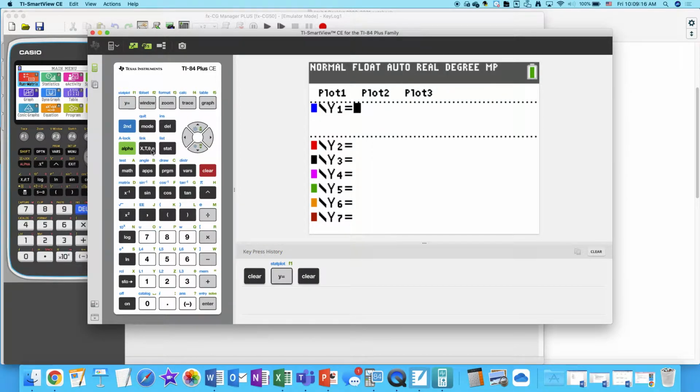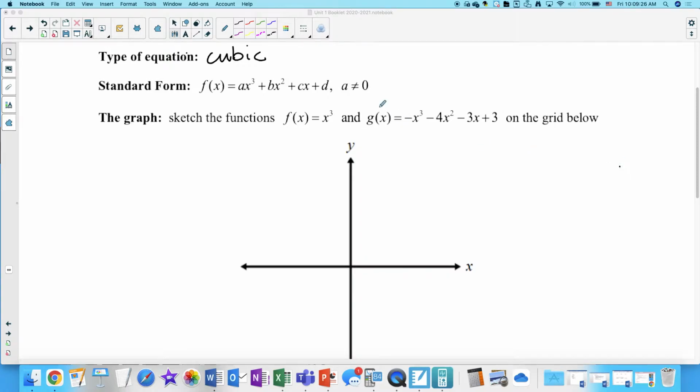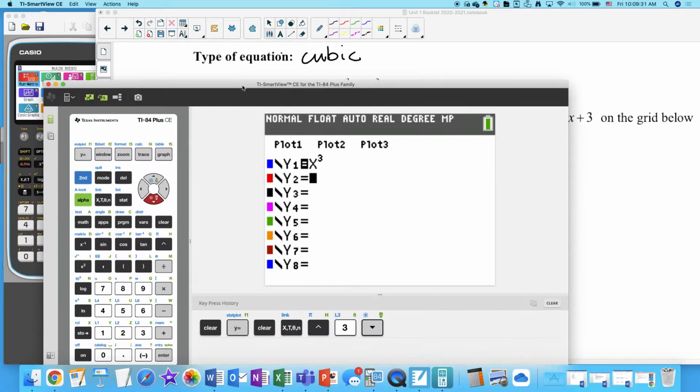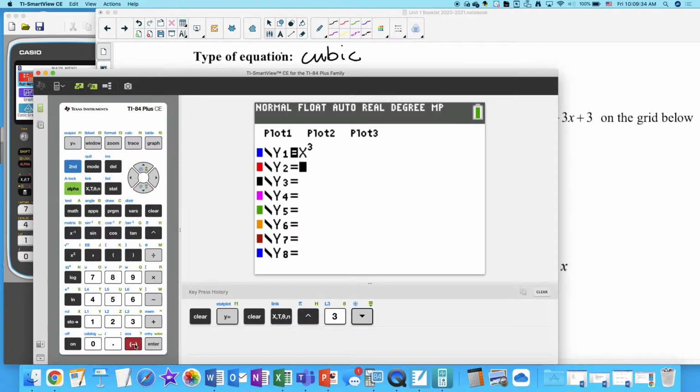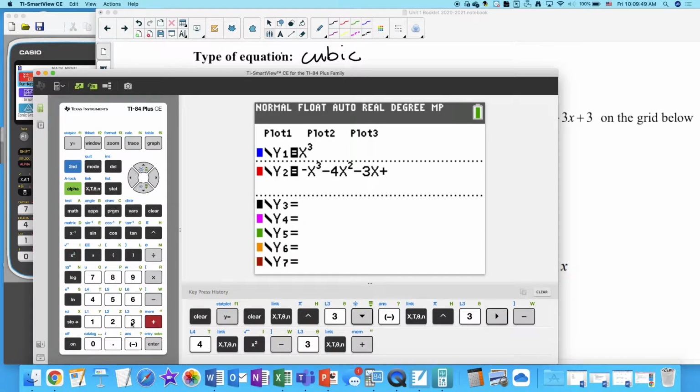So one of them is just y equals x cubed, x to the power 3. And the second one is, what was it? Negative x cubed minus 4x squared minus 3x plus 3. Okay. Negative x cubed. Was it minus 4x squared? I think so. Okay. Minus 3x plus 3. Okay. And I'll do that on here as well.